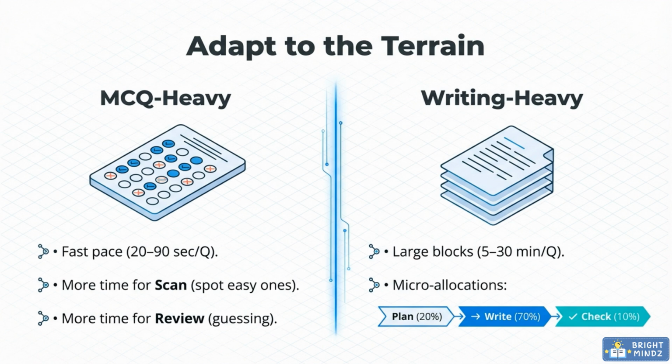MCQ heavy exams work like a sprint. Questions are short, pace is fast, and each one is a small decision. Use extra time to scan for all the easy wins first, then return for educated guesses and checks. Writing heavy exams feel more like a few long hikes. Each question can take 5 to 30 minutes. Here, you need to microsplit: roughly one fifth of your time planning, most of it writing, and a final slice just for checking.